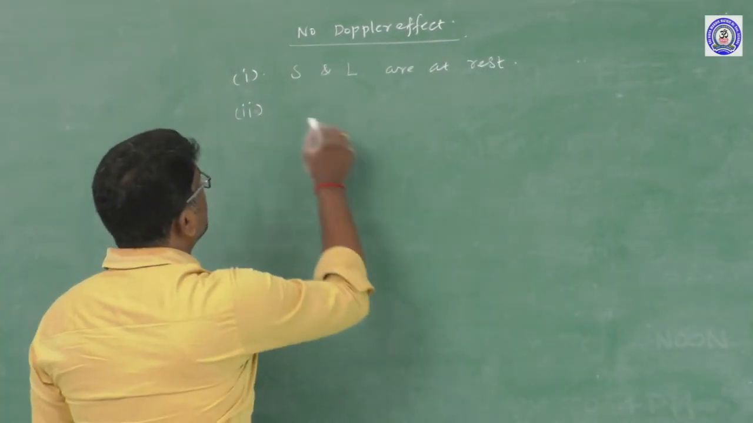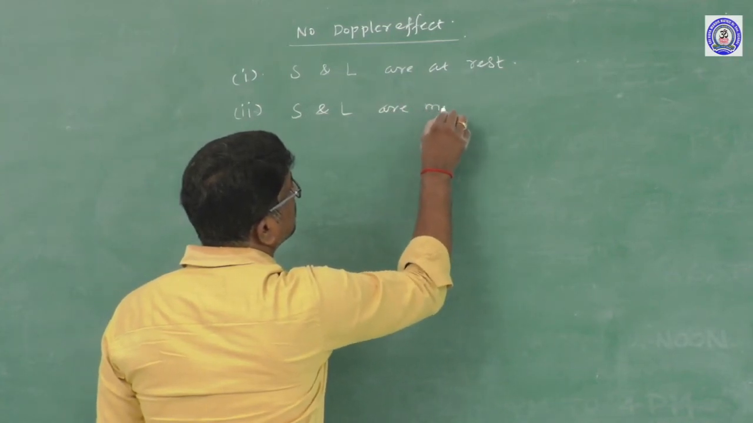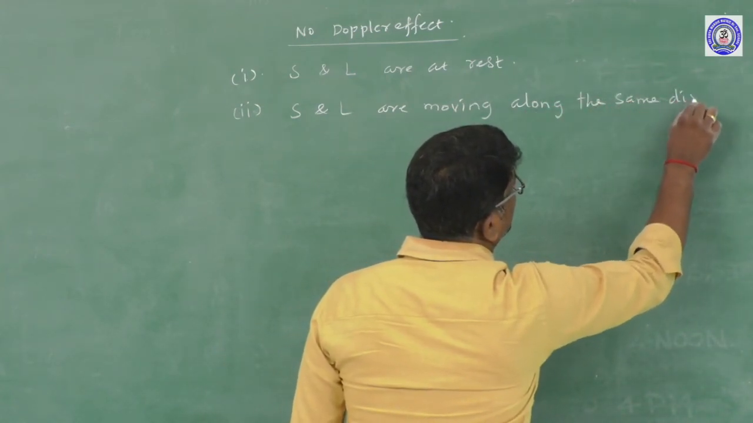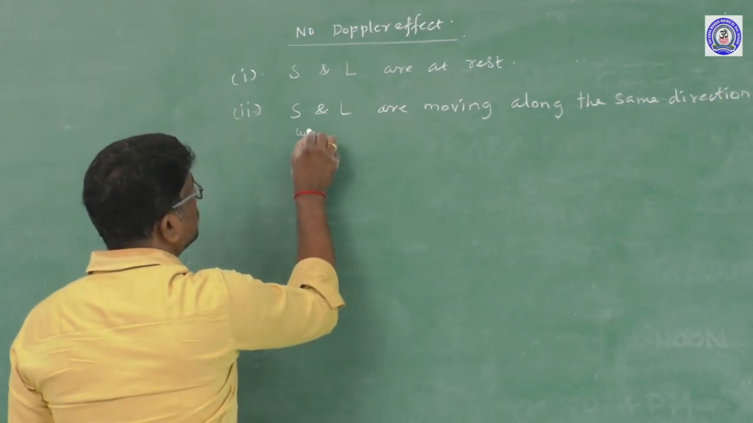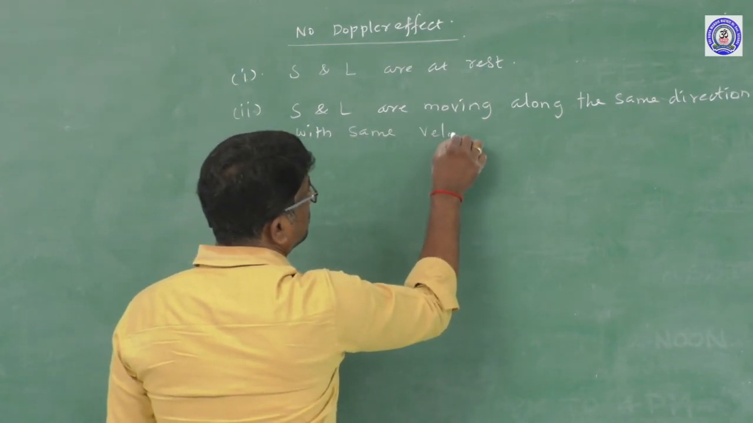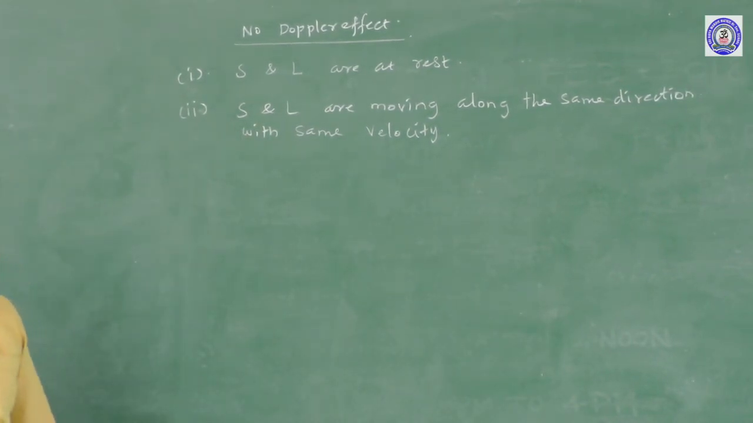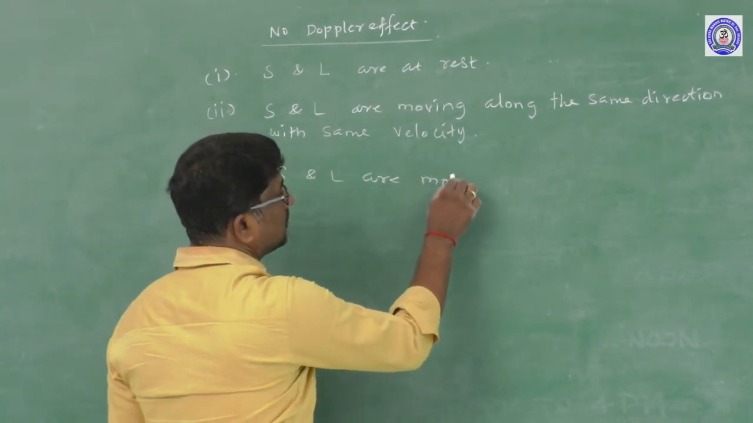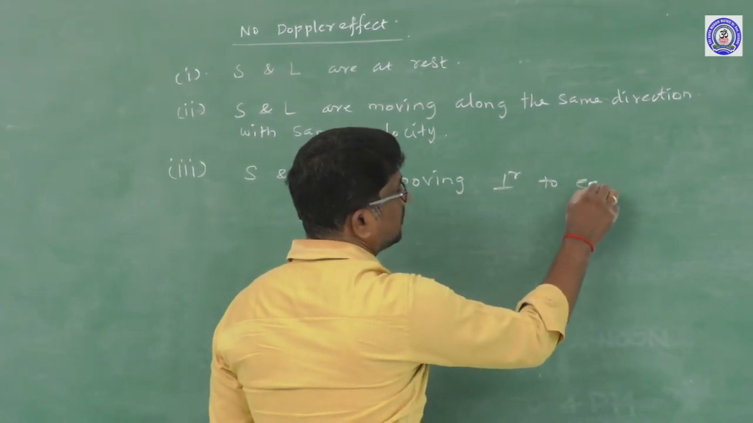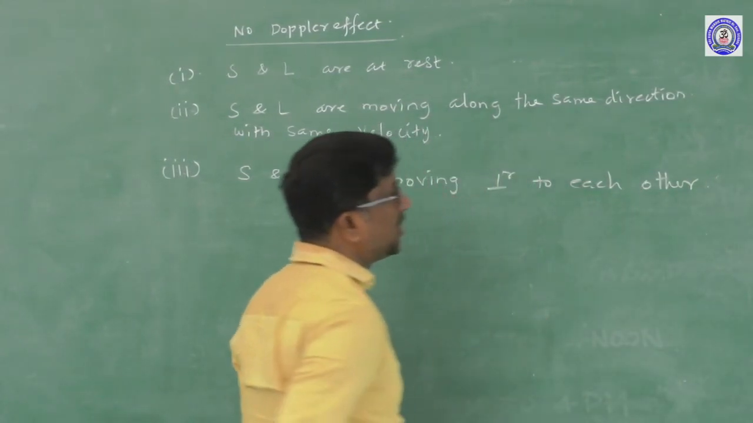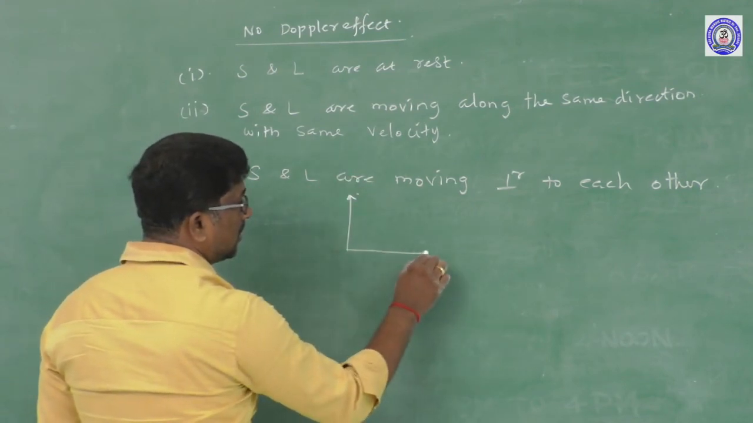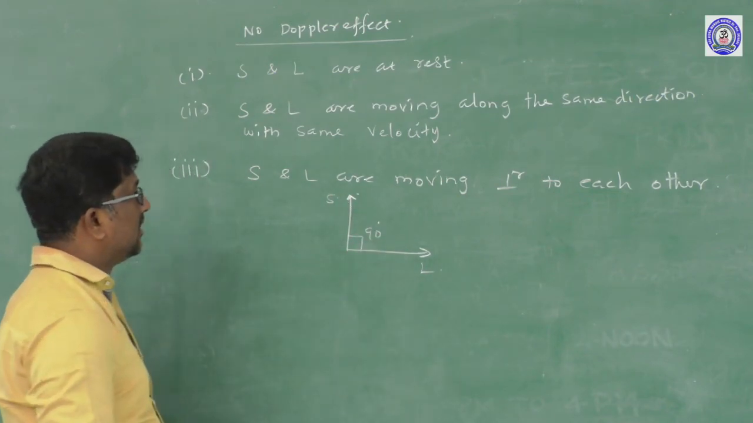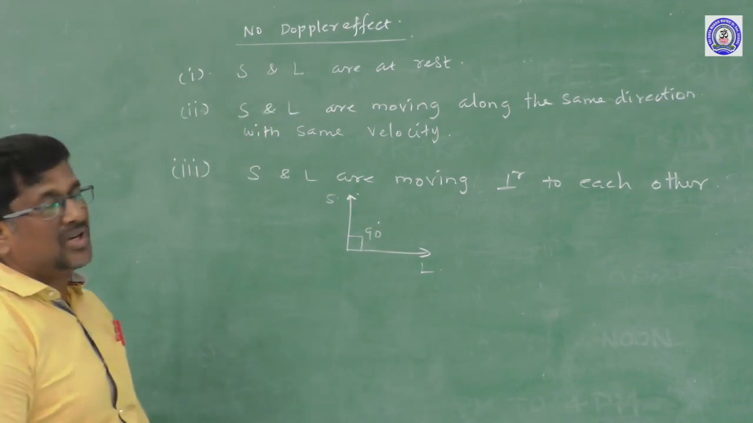And second, source and the listener are moving along the same direction with the same velocity. There is no Doppler effect. And third, if a source and the listener are moving perpendicular to each other, suppose the source is moving upward and the listener is moving along a horizontal direction, here the angle between them is 90 degrees. If a source and the listener are moving perpendicular to each other, the Doppler effect is nil.